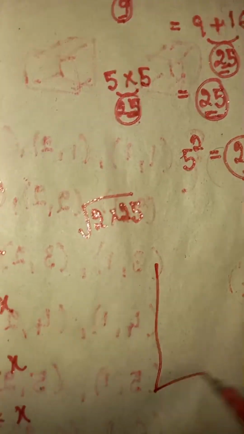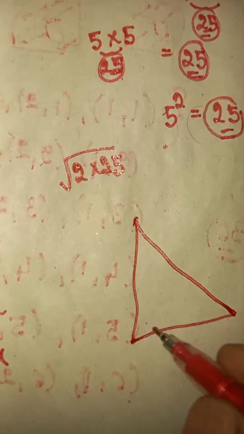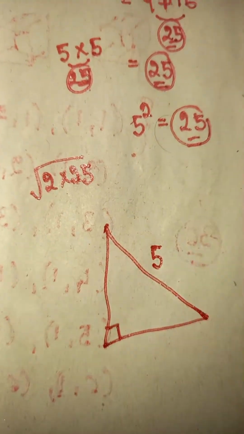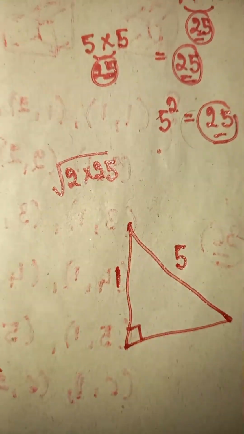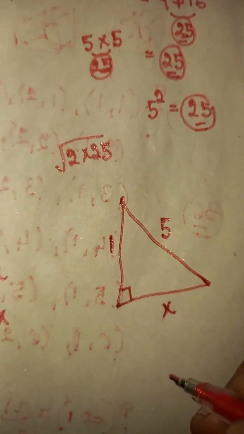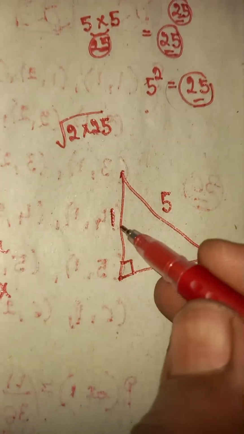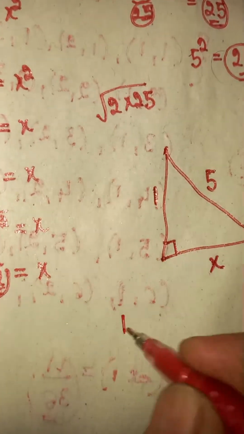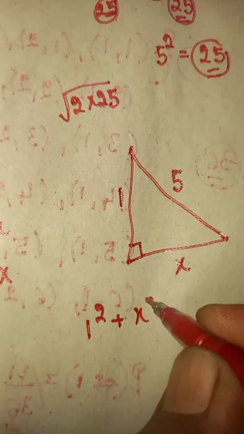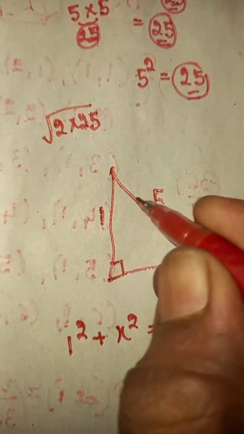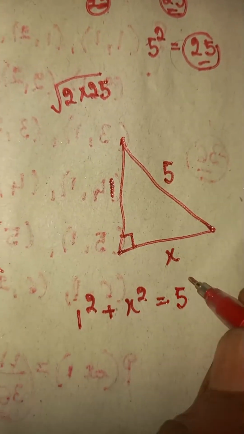Here they have given this triangle. They have given the hypotenuse as 5 units and this side length as 1 unit. You need to find out this side, that is x. You can write it as this side length square plus this side length square. 1 square plus x square equal to, this is hypotenuse, that becomes 5 square.